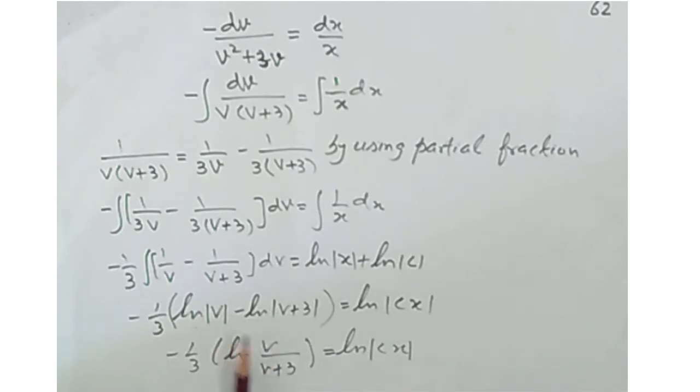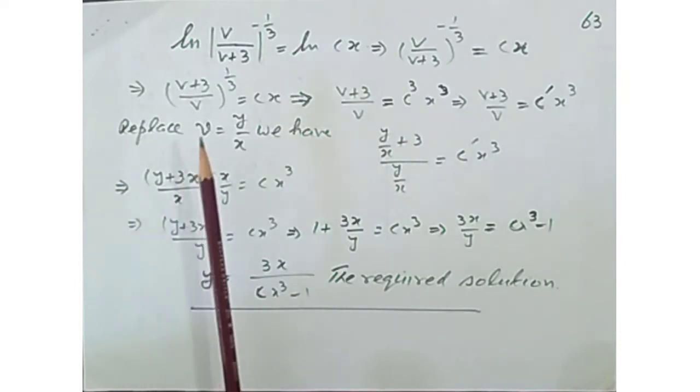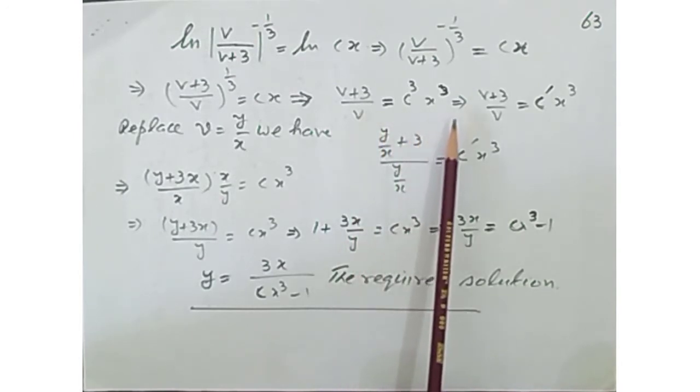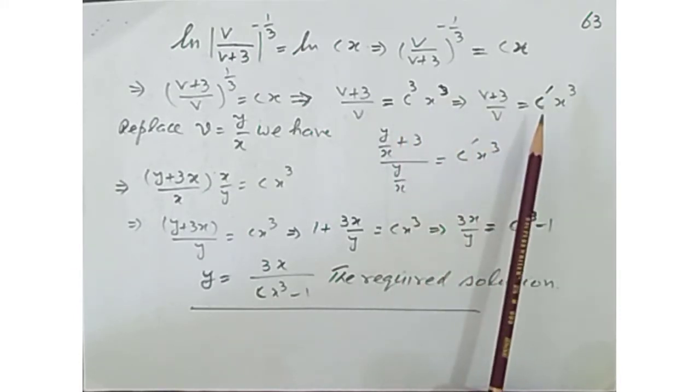Again apply the property of log. This is minus 1 by 3 log of (v over v plus 3) equal to log of cx. This becomes log of (v over v plus 3) to the power minus 1 by 3 equal to log of cx. We cancel the log, and this becomes (v over v plus 3) to the power minus 1 by 3 equal to cx. Now we can write this as (v plus 3 over v) equal to (c x) cube, and this is (v plus 3) over v equal to c dash x cube. We write c cube as c dash.